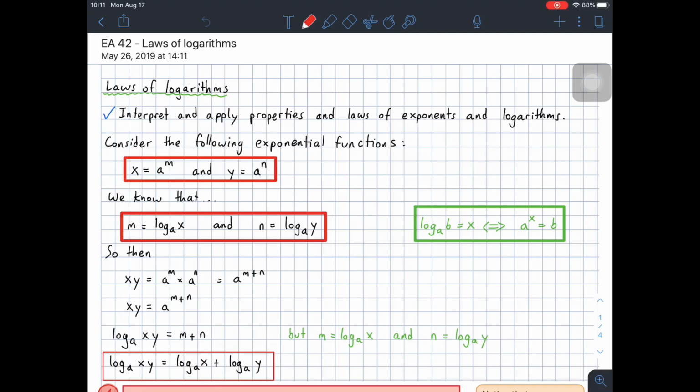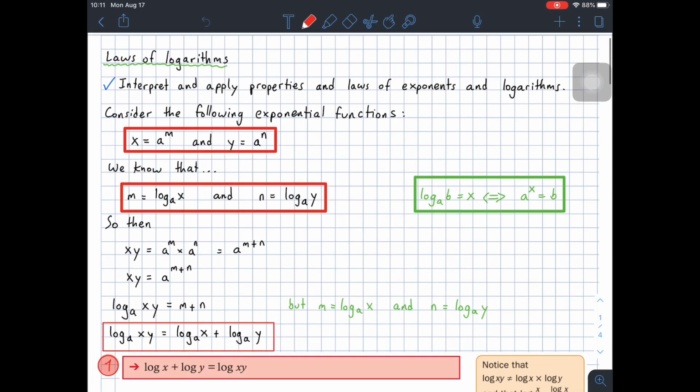Hello juniors, today we're going to see electronic assignment number 42, which is about laws of logarithms. If you remember from exponents, we have seen some properties of exponents. We have also seen some properties of logarithms, but today we're going to see something that's called laws of logarithms, which is something that you have in the formula booklet.